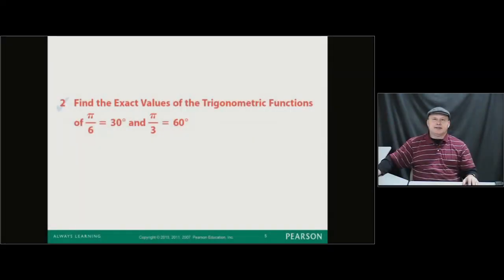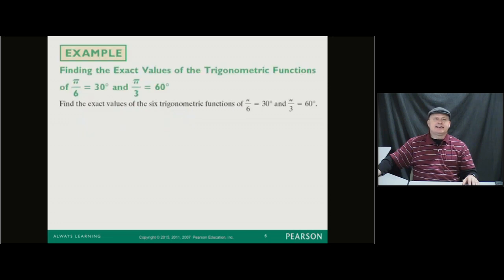Hello, in this discussion we're going to be finding the 6 trig functions evaluated at 30 degrees, also known as pi over 6, and 60 degrees, which is also known as pi over 3 in radians. So that's what our discussion here is about. So let's begin with this example.